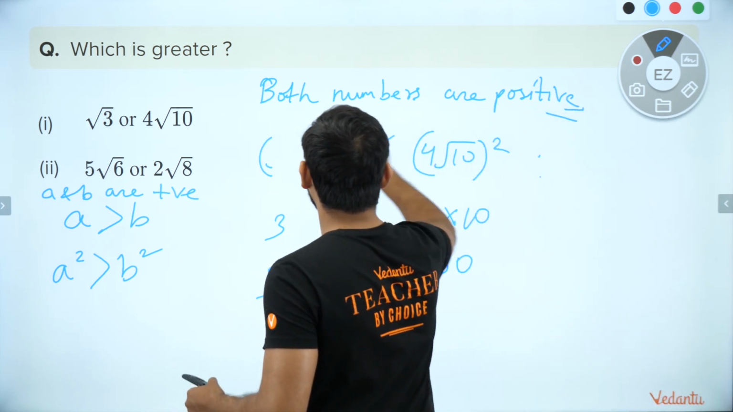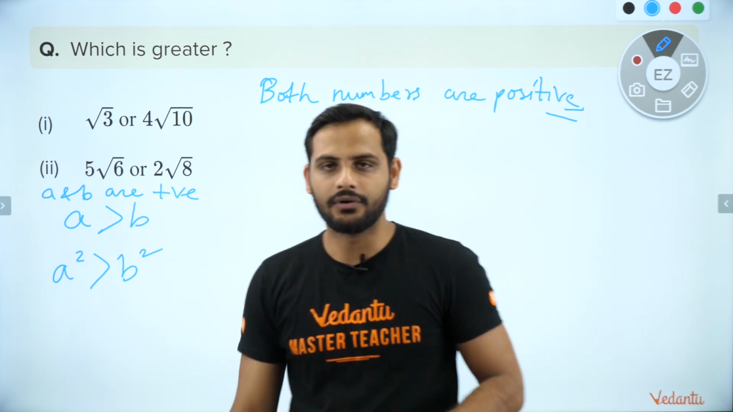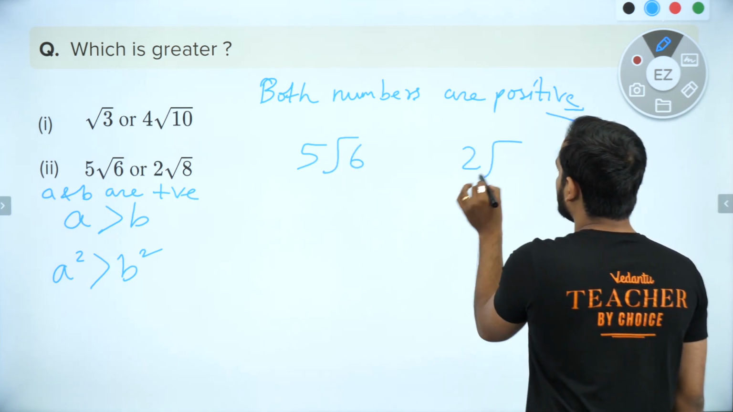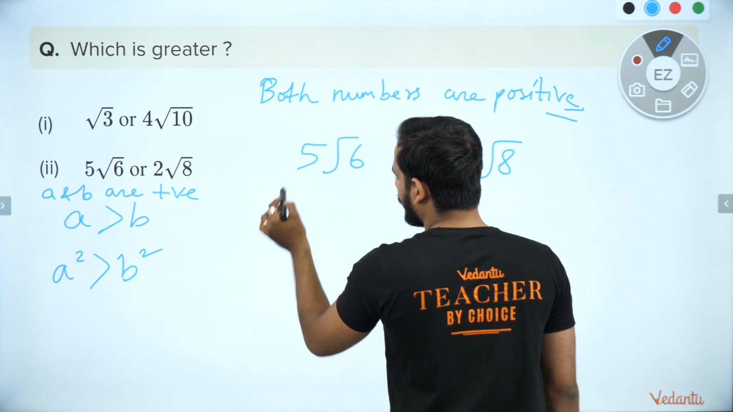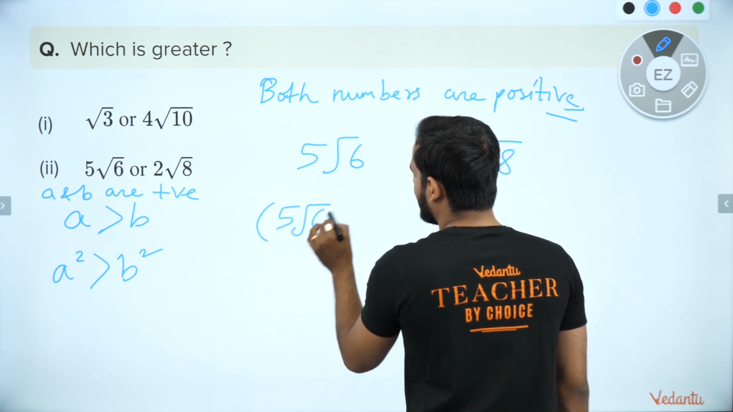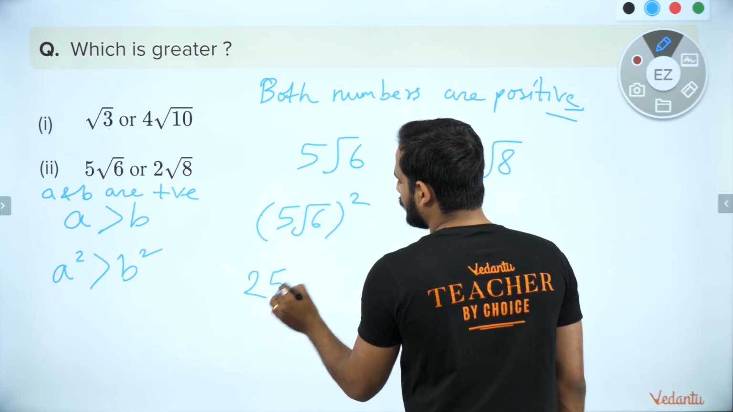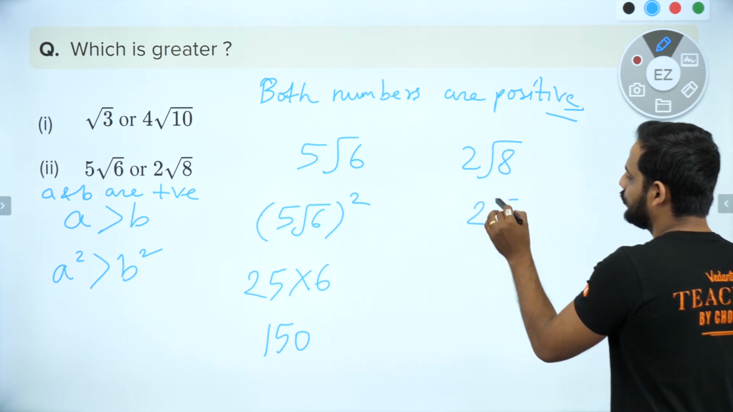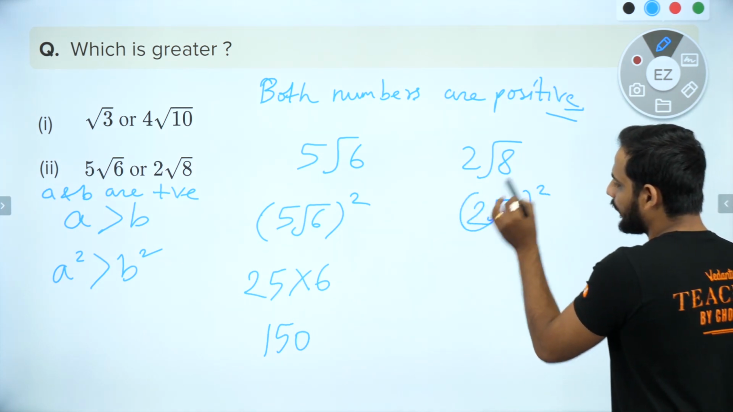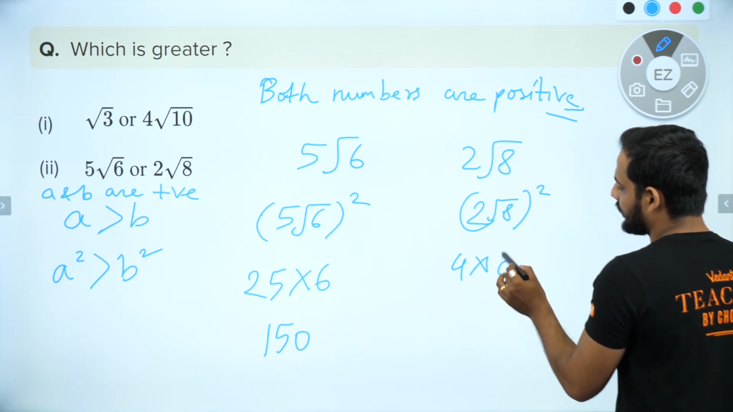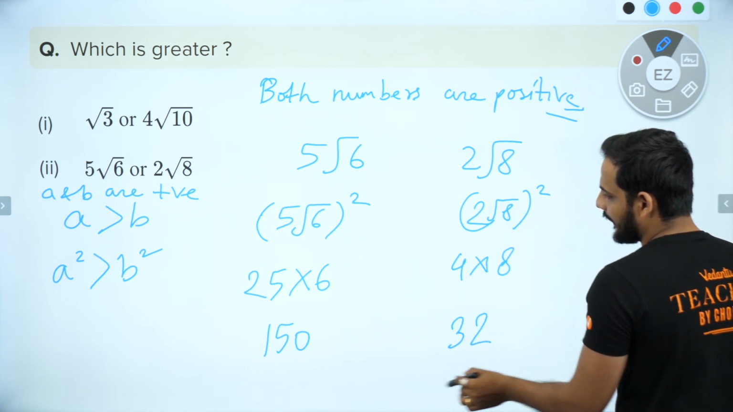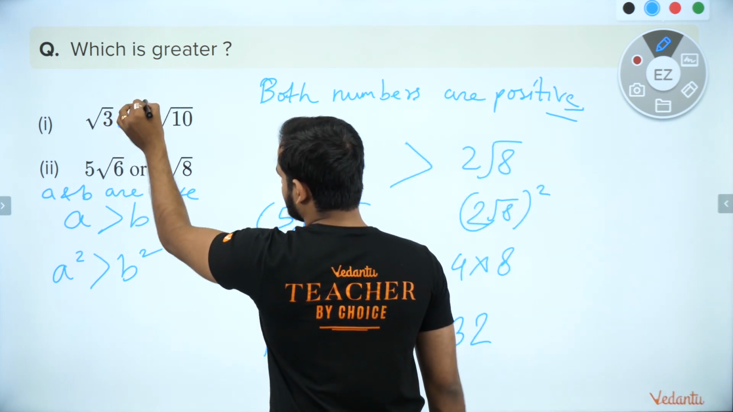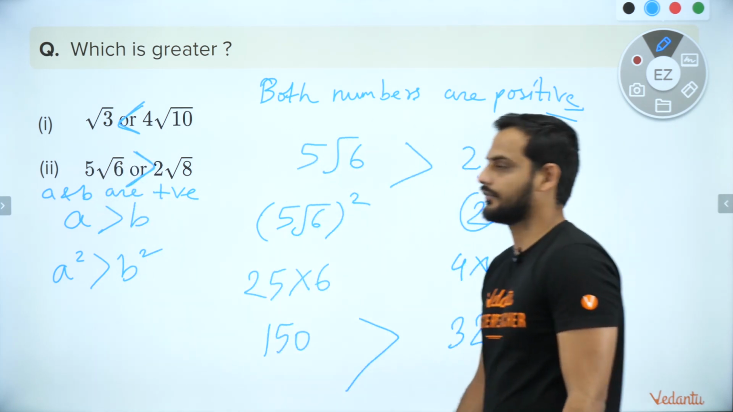Chalo, let's solve the next example. So the next example is 5 root 6 and 2 root 8. Chalo, let's do the square. So the squaring of 5 root 6 will give me 5 square is 25 into root 6 square is 6. So 25 6s are 150. And 2 root 8 whole square. So 2 square is 4 into root 8 square is 8, and 8 4s are 32. Again I can say, sir, 150 is greater. That means 5 root 6 is greater. So here we have got this is greater.